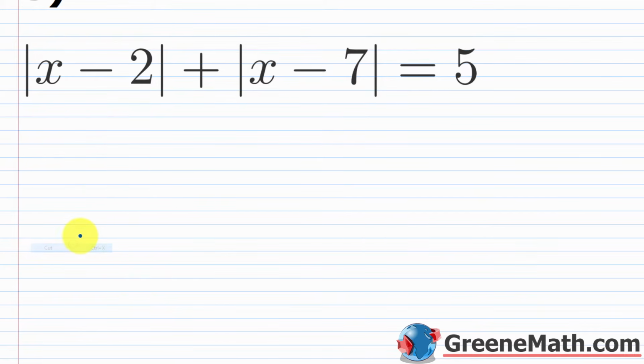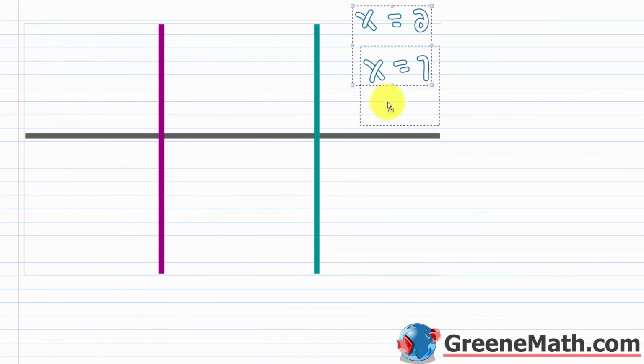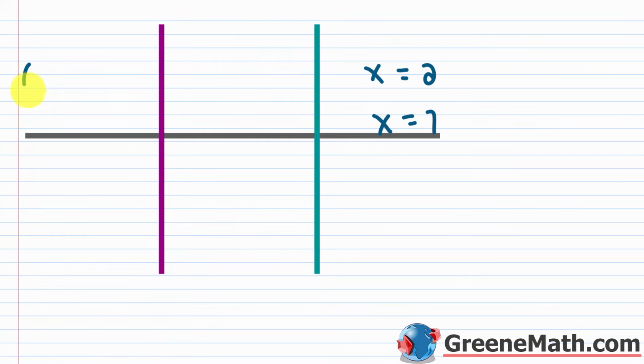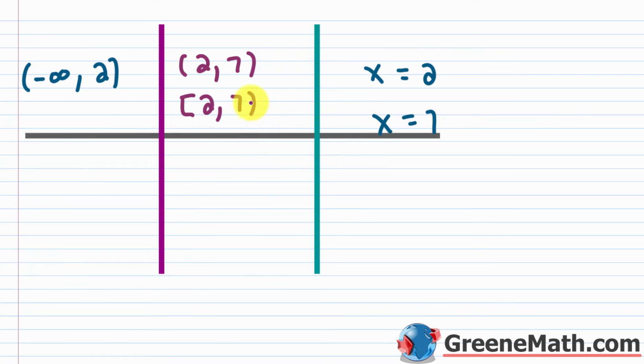So let's go to the table and let's set up our intervals. So you're going to have one that's from negative infinity going up to and excluding 2. And then I'm going to do this in two ways just to show you the difference. So here I'm going to go between 2 and 7. And with this one, I'm going to go including 2, but excluding 7. So a lot of people prefer to do it this way.